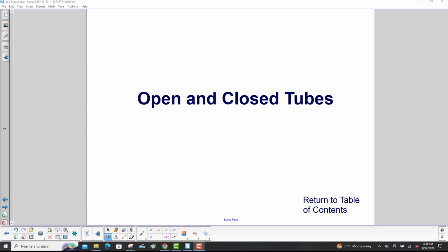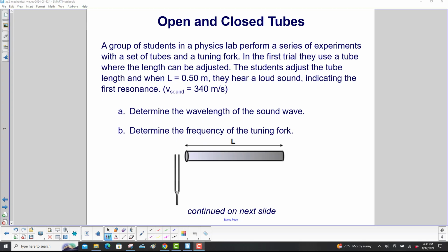Open and closed tubes. A group of students in a physics lab perform a series of experiments with a set of tubes and a tuning fork. In the first trial, they use a tube where the length can be adjusted. The students adjust the tube length, and when L is equal to 0.50 meters, they hear a loud sound indicating the first resonance. And we'll be using this for our speed of sound.